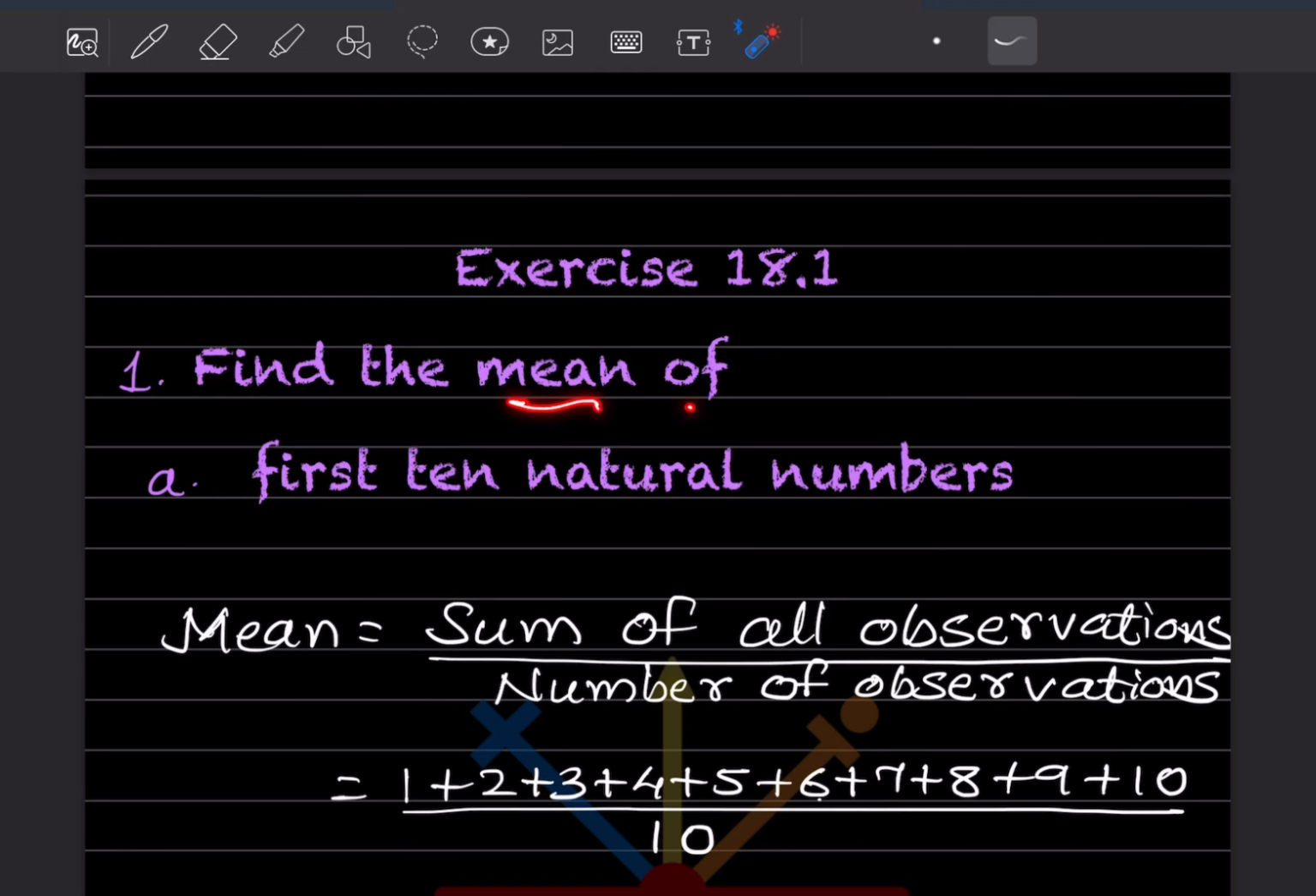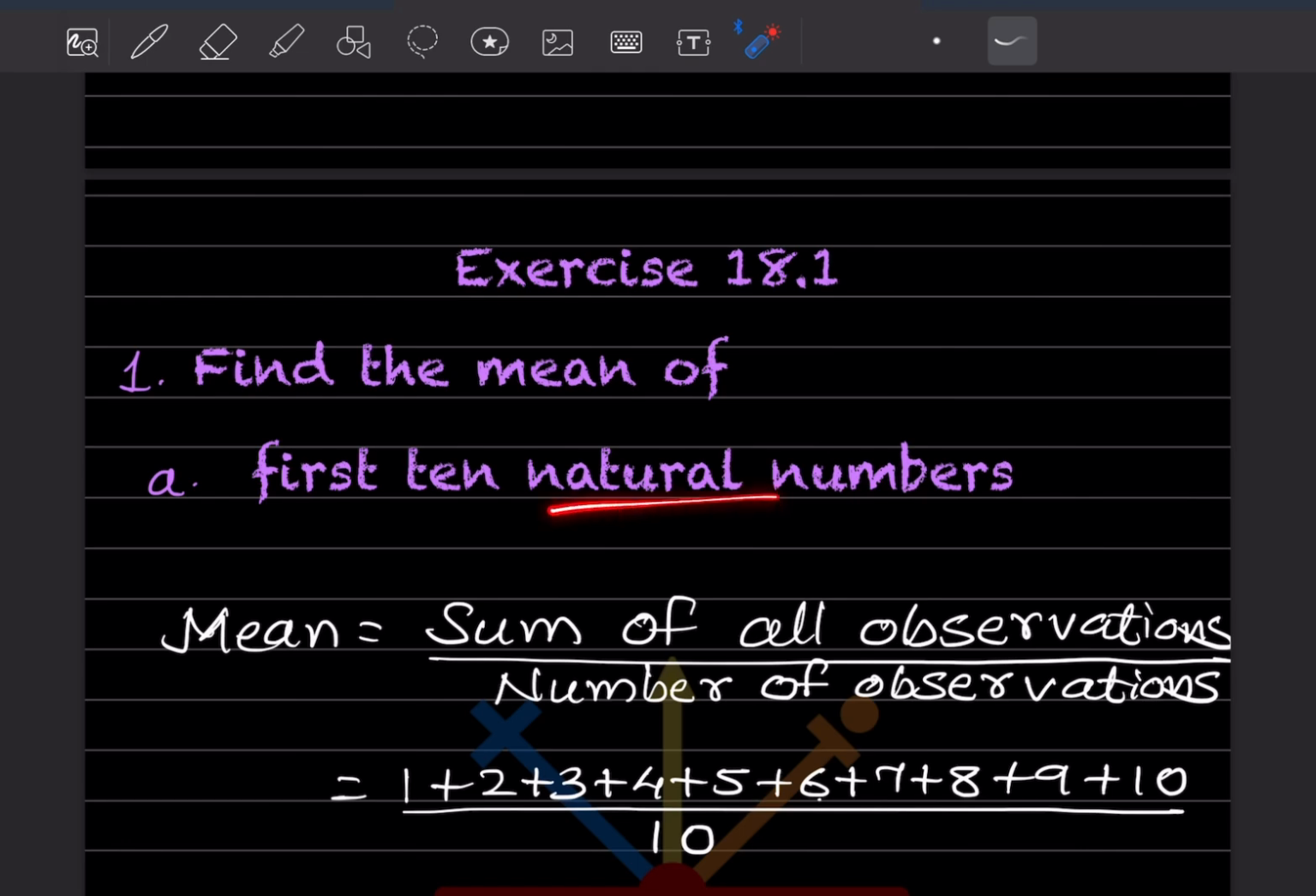They said to find the mean of the first 10 natural numbers. Before finding the mean, first you have to see what the natural numbers are. Natural numbers are always the numbers which start from 1: 1, 2, 3, 4 and so on. Whole numbers start with 0: 0, 1, 2, 3, 4 and so on. The difference between natural numbers and whole numbers is that in whole numbers we have an additional 0. Everything else is the same as the natural numbers.